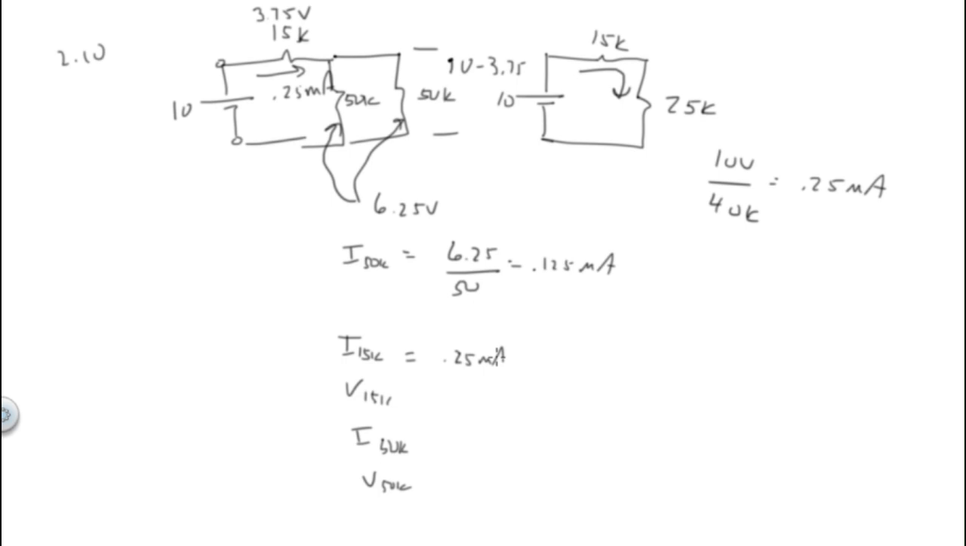0.25 milliamps, 3.75 volts, 0.125 milliamps, 6.25 volts. And I got it. And this is for either the left one or the right one, doesn't really matter. Okay, you see how this game is played? You crunch it down and then you solve that problem and you bring it back. All right, so let's do the next one.